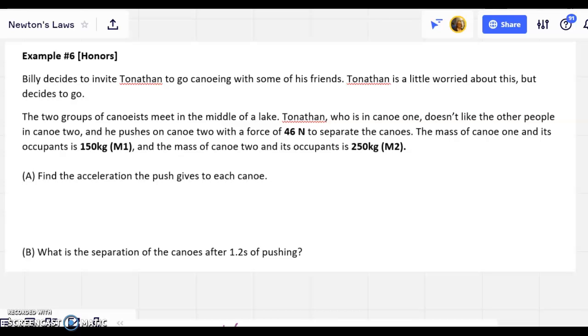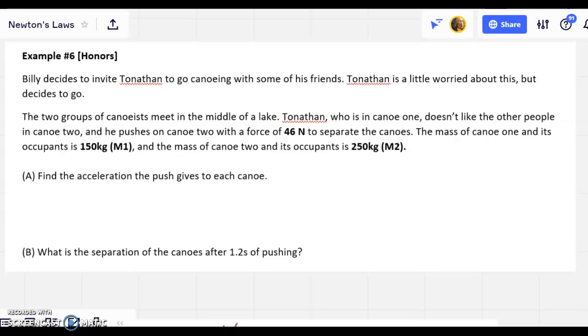In this one, they're going canoeing. Jonathan does not like the other people, so he pushes the canoe with a force of 46 newtons. But if you have any experience being in the water, like in the pool or on the lake, if you push off of one thing, that thing may move, but so will you. We've got two separate things going on here.